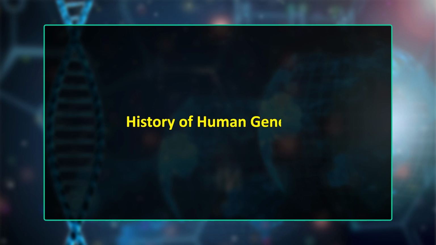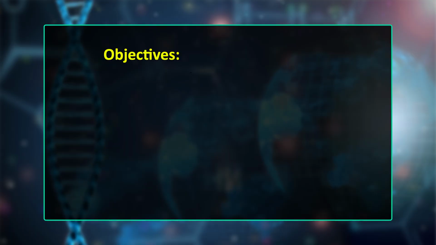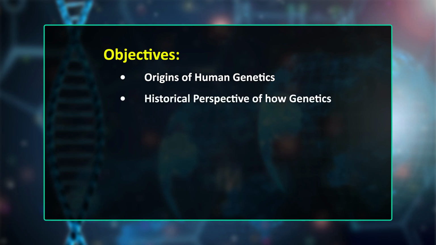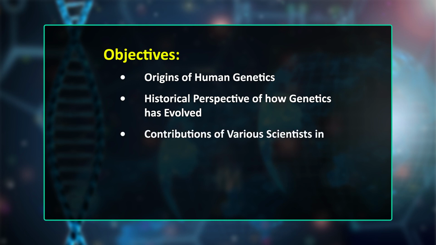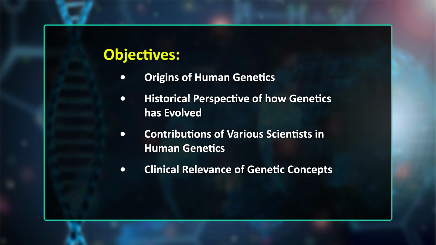Today's topic is History of Human Genetics. The main objectives of this module are to know about the origins of human genetics, to know about the historical perspective of how genetics has evolved as a science, to know about contributions of various scientists in human genetics, to understand the clinical relevance of genetic concepts, and to understand the scope of genetics.